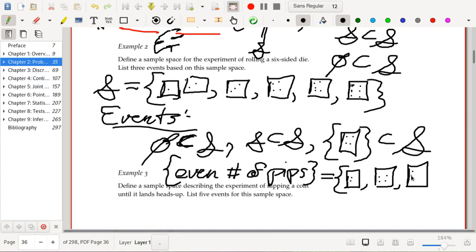These are all... come on, you. Come on, I said 6 pips. Don't make me a fool, you stupid laptop.